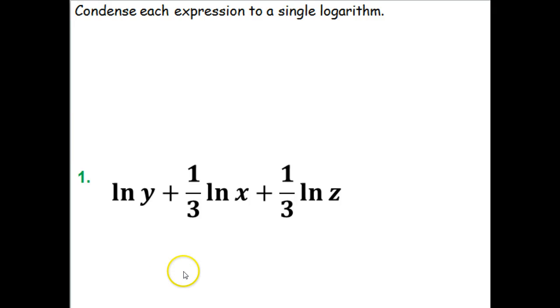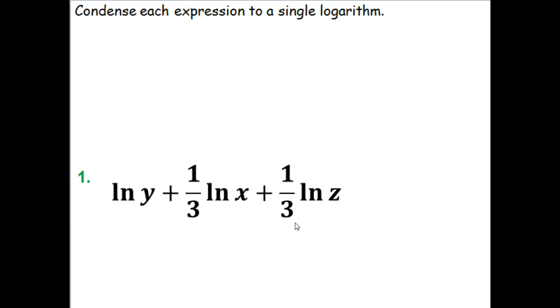Okay, with this one right here, we are asked to condense this all into one single logarithm. Well, I have some numbers out here in front. This one has a 1/3 here, and this one has a 1/3 as well. So that's going to be my first step in trying to condense this into one logarithm.